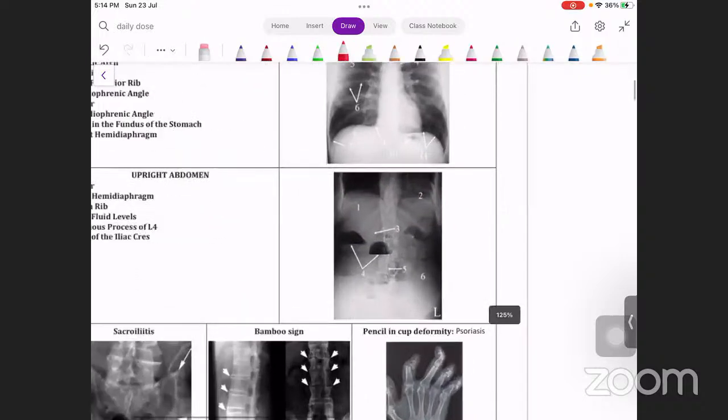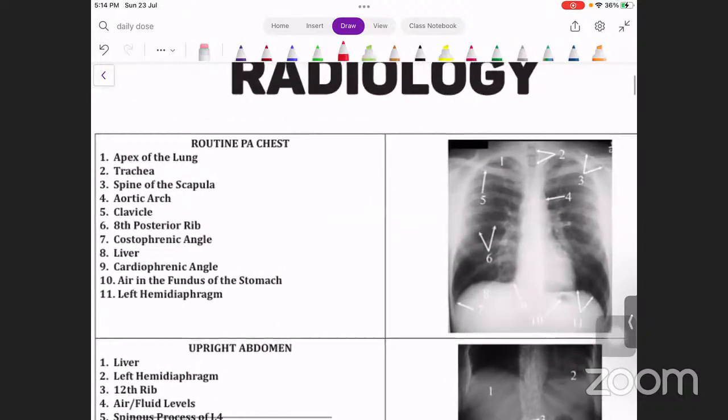So first one, X-ray PA chest. If they have given you a typical chest and they ask you what the things are. So first one is your clavicle, and above the clavicle you see a small one, which is the apex of your lung. This bone is the clavicle, and above the clavicular bone you see the apex of your lung. And apart from that, you may see a small spine of your scapula here.